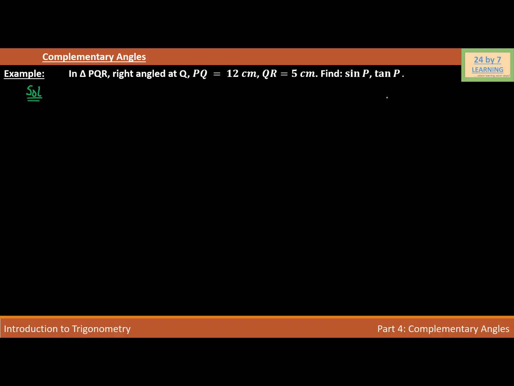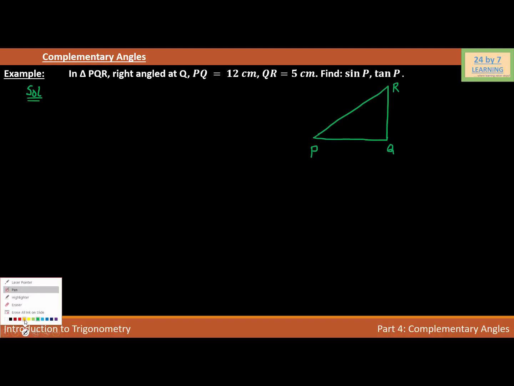So what I'm going to do, I'm going to draw a triangle over here. So this is my right triangle PQR. And as you know, this triangle is right angle at Q. So angle Q is basically right angle. Now let's look at the question.